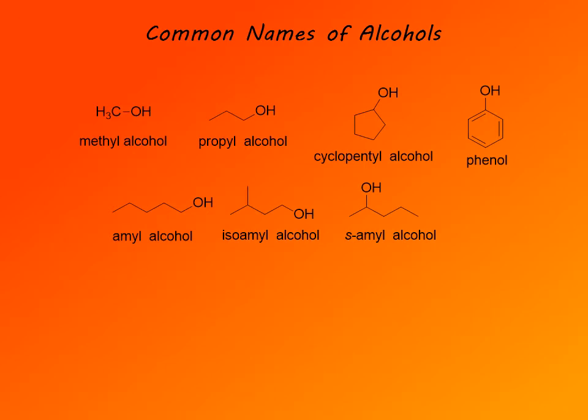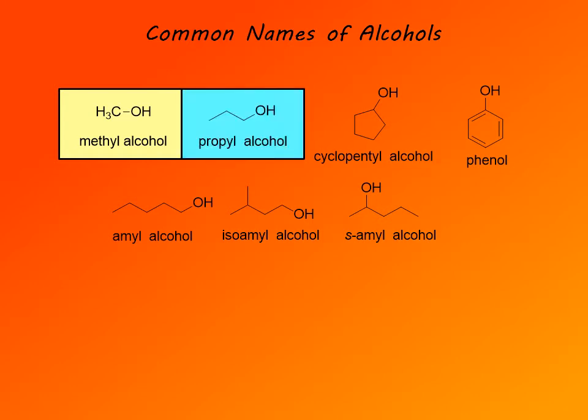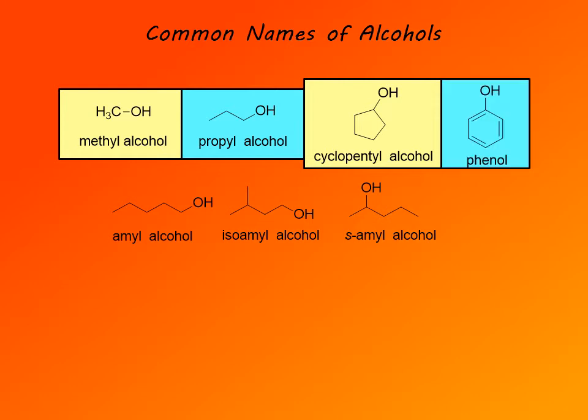So here are some examples. First example, methyl group attached to hydroxyl, so that's methyl alcohol. Next we have propyl group attached to hydroxyl, so that's propyl alcohol. If alkyl group is cyclic, of course we will use prefix cyclo, so this is cyclopentyl alcohol. Note name of this compound, this is phenol. That really means phenyl alcohol, but the only name that is used for this compound is phenol.